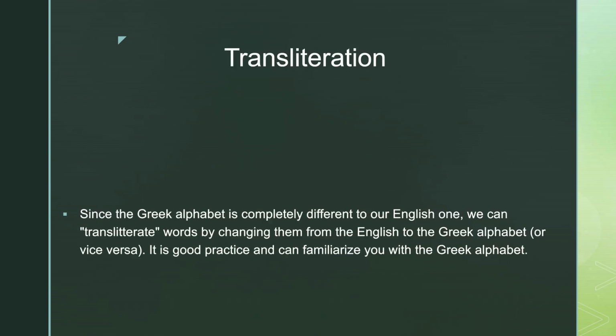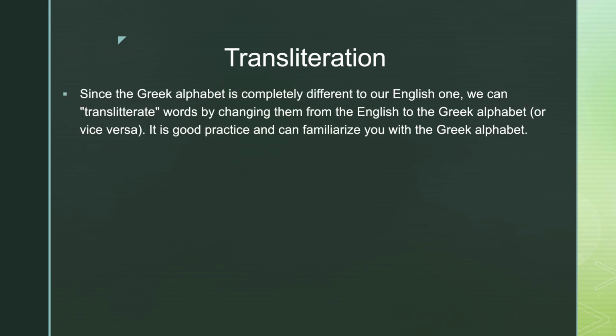Transliteration now. Since the Greek alphabet is completely different to our English one, you can transliterate words from the English to the Greek alphabet, or vice versa. It's actually good practice, and it's crucial to familiarize you with the Greek alphabet.